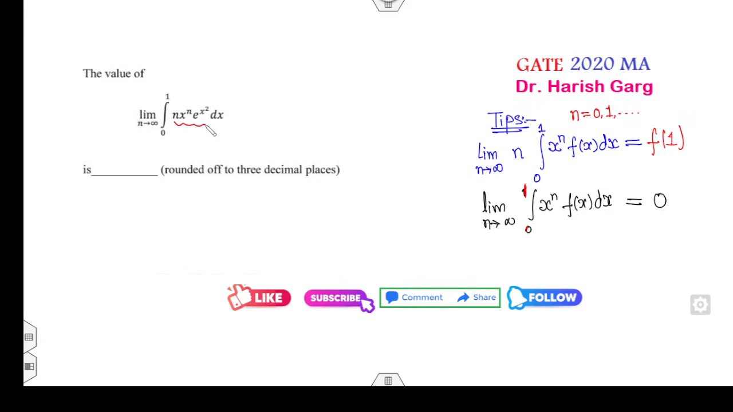Now you can see that if you compare, what is my f(x)? f(x) is e raised to power x square. Now if you compare the first term, what is the value of f of 1? That is e raised to power 1. The answer is 2.718 is the right answer of the problem.